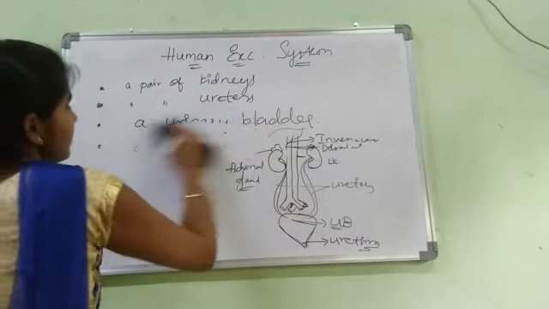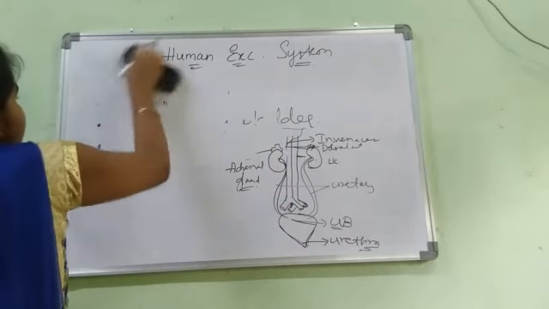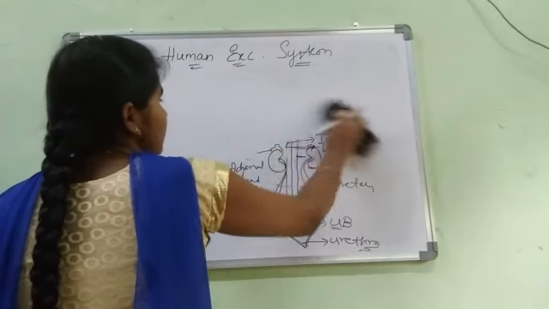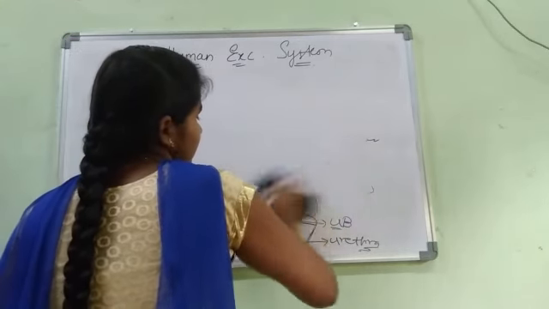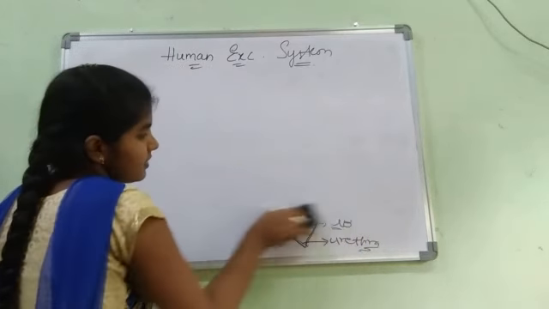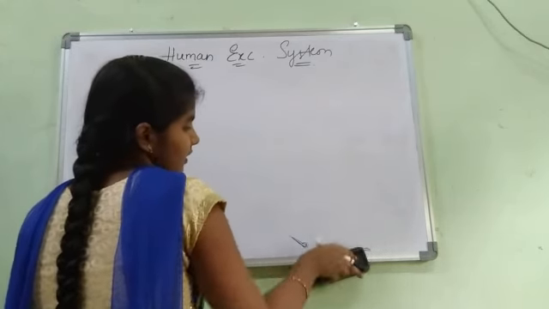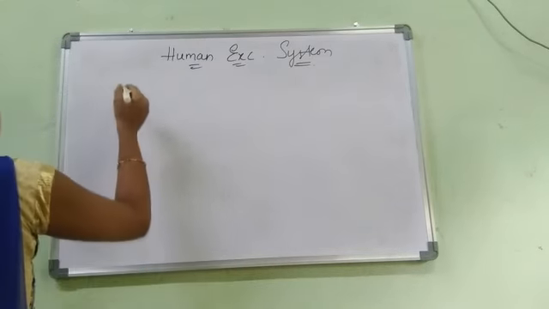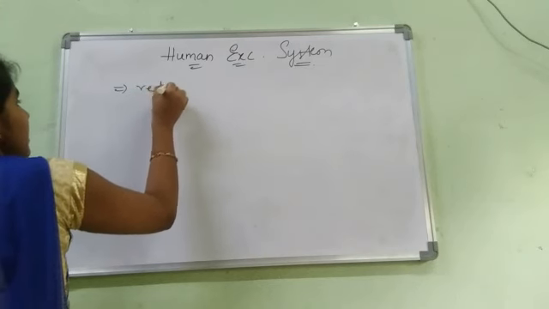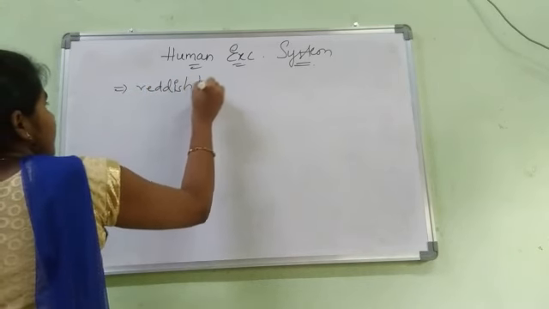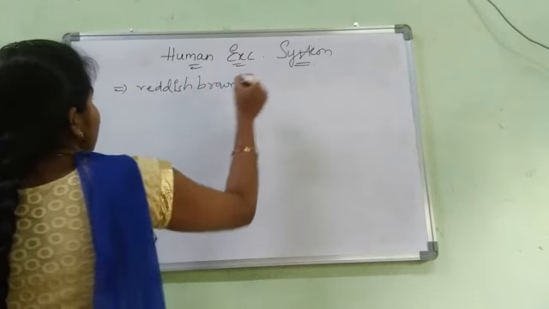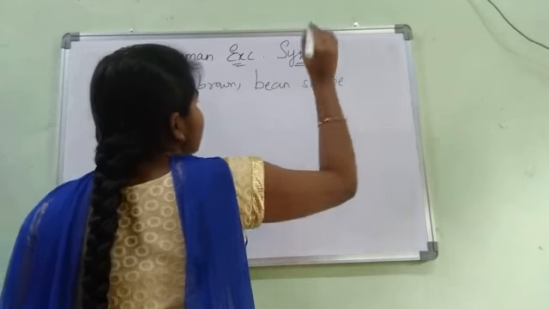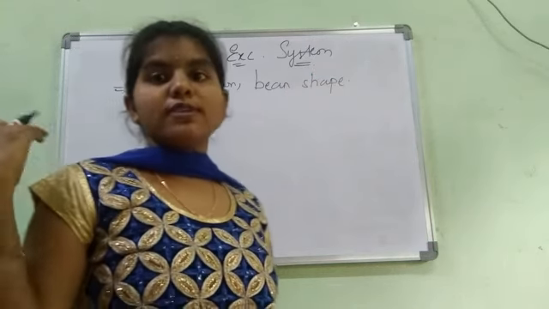Now let us discuss about the kidney. Our kidney is reddish brown in color. I think all of you have observed it in a goat in your houses. That is, kidney is reddish brown, bean shaped, and they are present on the dorsal side of our body.